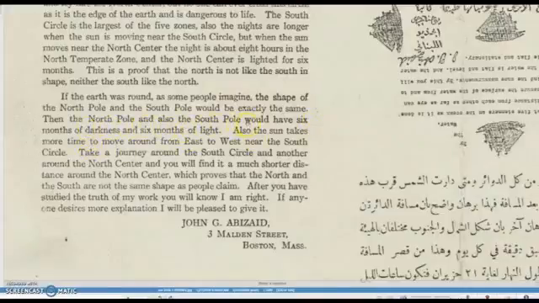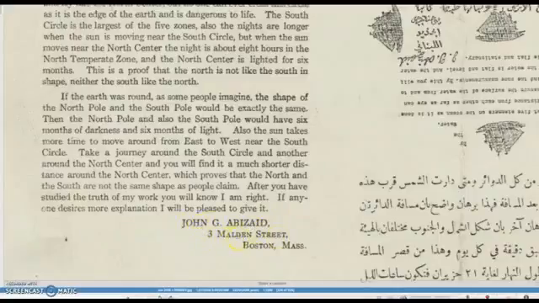Then the North Pole and also the South Pole would have 6 months of darkness and 6 months of light. Also, the sun takes more time to move around from east to west near the South Circle. Take a journey around the South Circle and another around the North Center, and you will find it a much shorter distance around the North Center, or North Circle, which proves that the North and the South are not the same shape as people claim. After you have studied the truth of my work, you will know I am right. If anyone desires more explanation, I will be pleased to give it.